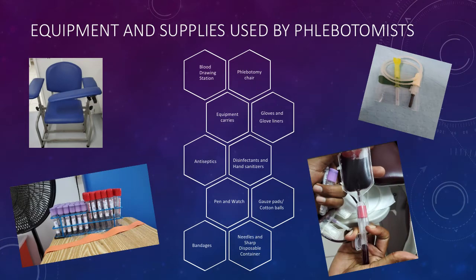Equipment and supply used by phlebotomists: blood drawing station, phlebotomy chair, glove and glove liners, disinfectant and hand sanitizers, gauze pads and cotton balls, needles and sharp disposable container, bandage, pen and watch, and antiseptics.